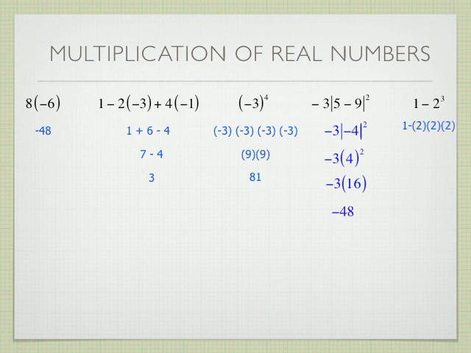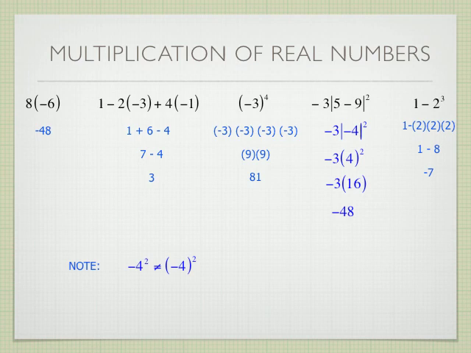Okay, last one. 1 minus 2 cubed. It's important to notice that negative is not being cubed. It's not 1 minus negative 2 times negative 2 times negative 2. The exponent comes first and then the sign. So that's 1 minus 8, which is negative 7.